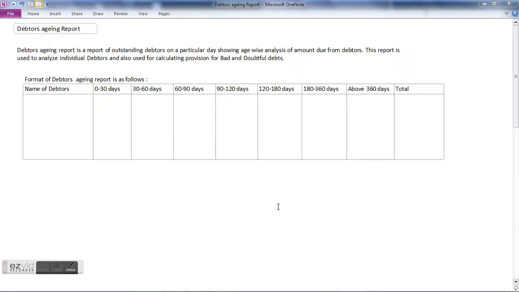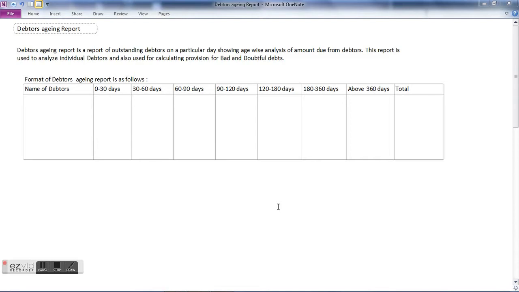Here we will be learning about the debtors aging report. So debtors aging report is a report of outstanding debtors on a particular day, showing the age-wise analysis of the amount due from the debtors. That means for a particular debtor, say if 10 bills are outstanding, for 10 bills we have not received the payment. So in debtors report, we will have that total amount of 10 bills and bifurcation of those 10 bills, on a particular day, and which will show age-wise analysis of each and every bill.